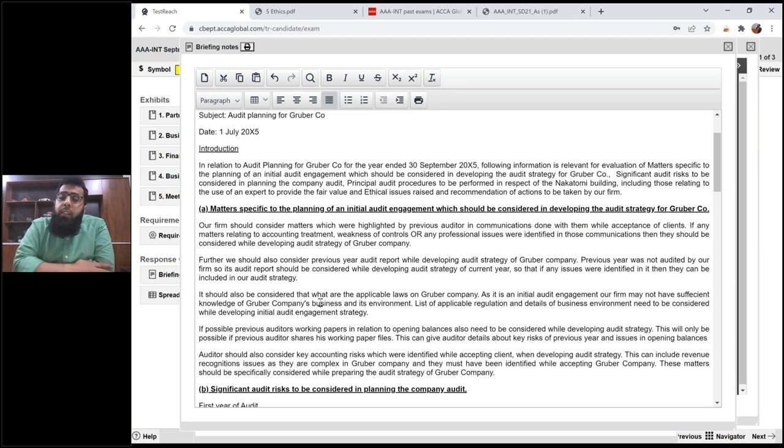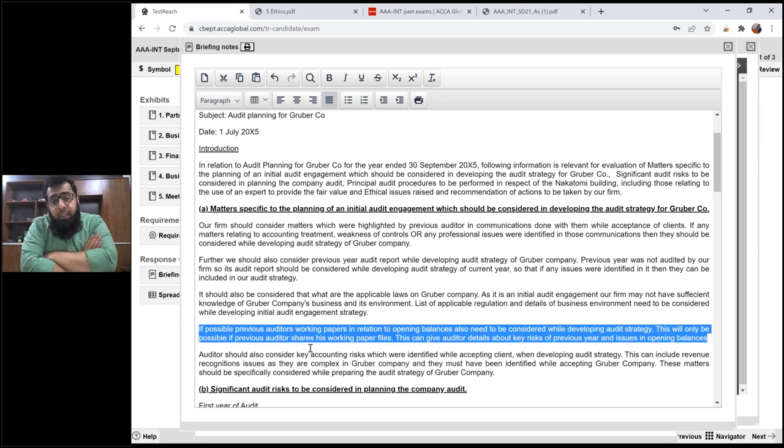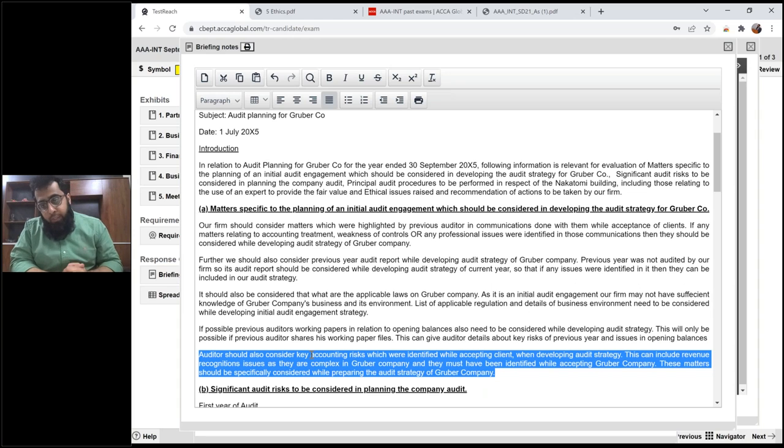Okay. Now, one student has asked, sir, can we talk about money laundering regulations specifically? I would not suggest writing a separate point on money laundering regulation. Just write an overall point that we will look at the applicable laws. One student has asked, sir, can we talk about materiality and sample size? Normally, in audit strategy, we don't get very specific, but yes, you can write about it. But the direction of the question is on matters which you should be considering. So rather than directly writing that we will calculate the materiality, you can say that we will think about the key risk in the client as they can affect the materiality and sample size of the client. Okay.